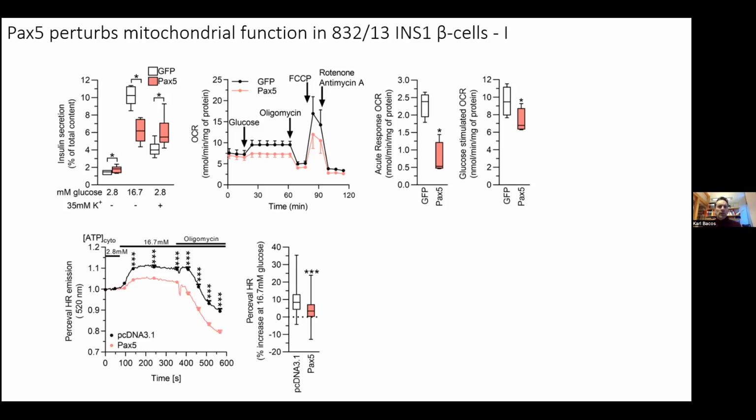And this reduction in mitochondrial respiration resulted in reduced ATP production. So these traces are from Perceval expressing cells, and Perceval is a reporter that allows you to measure the ATP-ADP ratio. And as you can see at basal glucose, there's not much difference, but then when we add high glucose, the control cells give a nice increase in signal, while the PAX5 overexpressing cells do not. And that's quantified here on the right. So there's significantly less ATP in the PAX5 overexpressing cells.